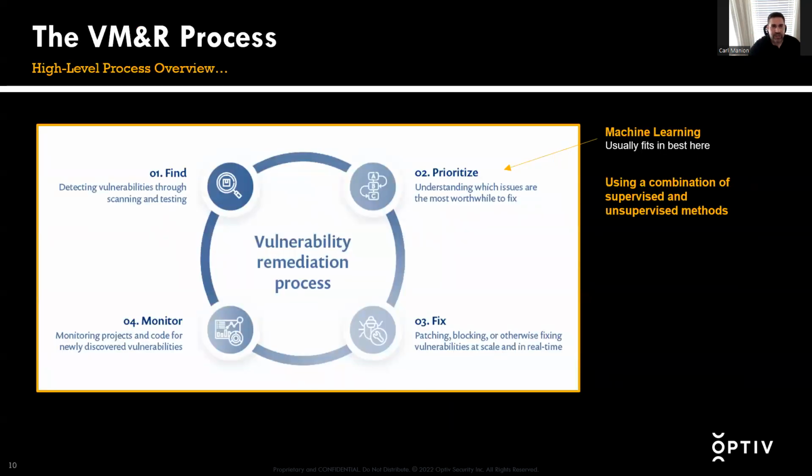We then take a look at the overall vulnerability management and remediation process from a high level. There's basically 4 steps to it. You find vulnerabilities through various methods, detecting vulnerabilities through scanning or security testing, pen testing, application testing. You then need to prioritize those based on the risk that they pose to the organization.